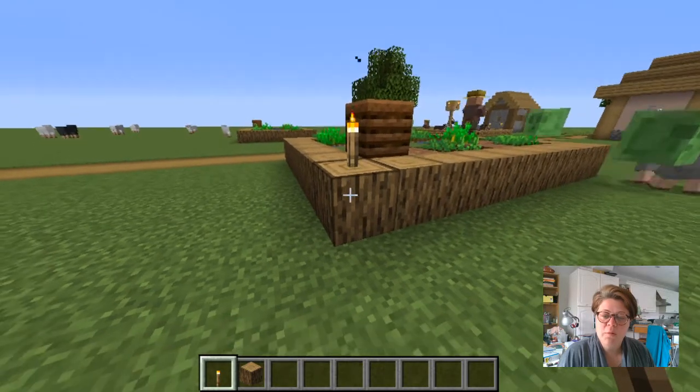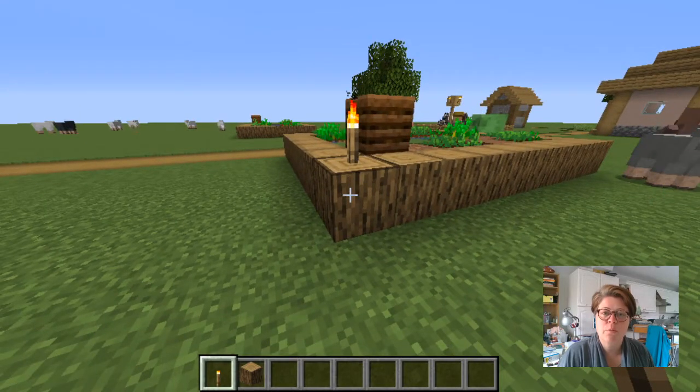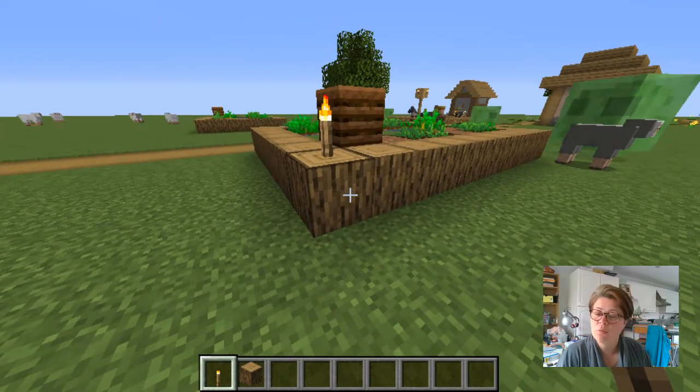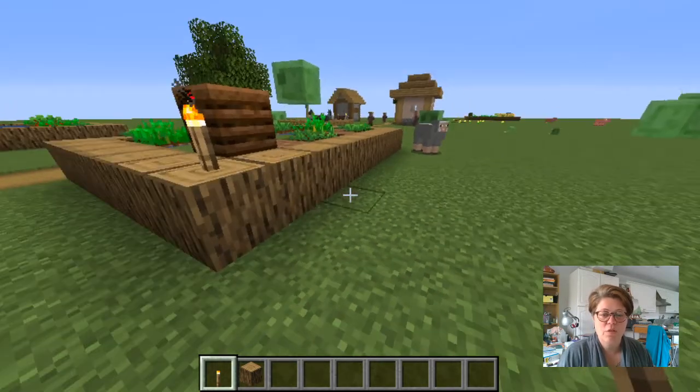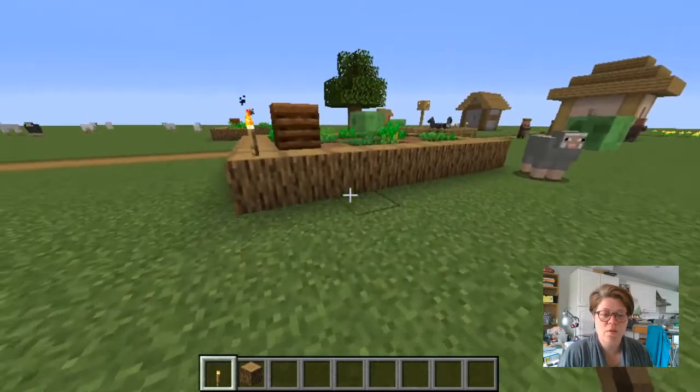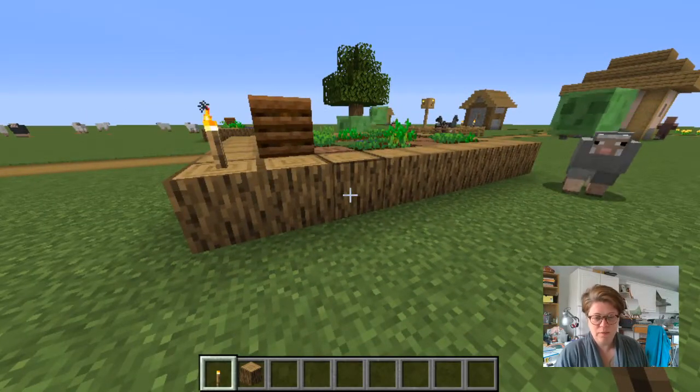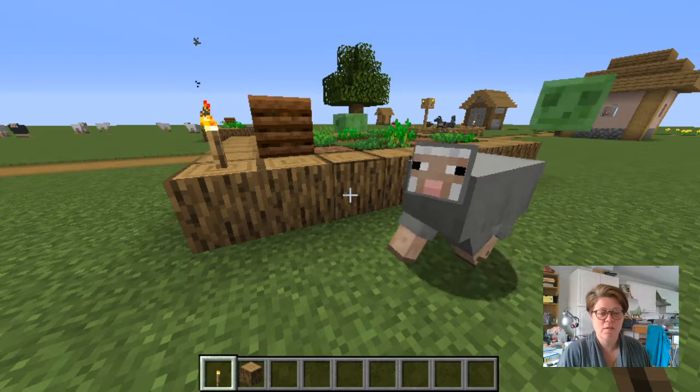So that is one way in which we can find perimeter. We can go all the way around the outside and just count all the way around as we go, okay? So that was a really good one to do. So we say that the perimeter of this vegetable patch here is 32, in our case, blocks.